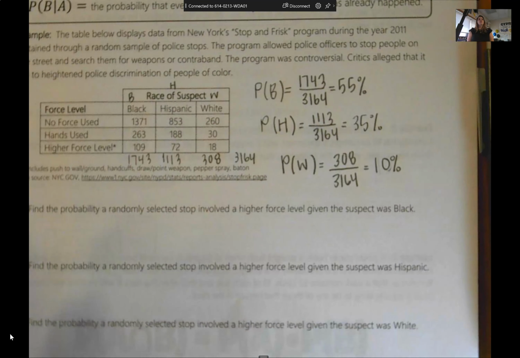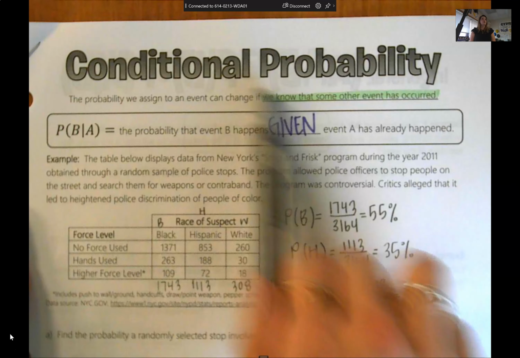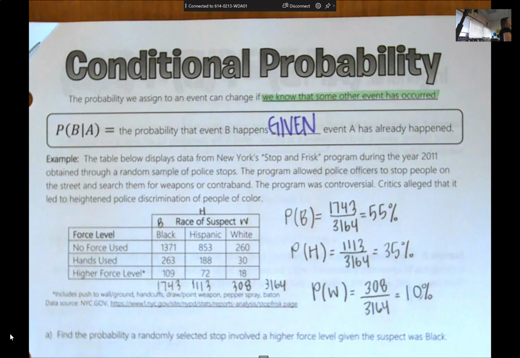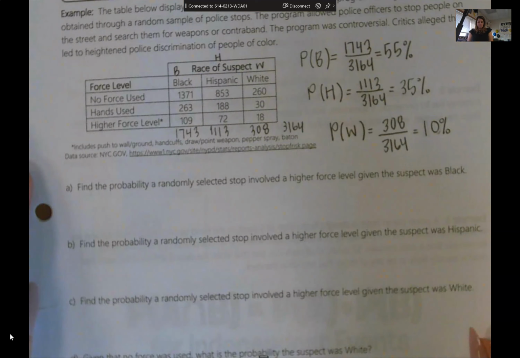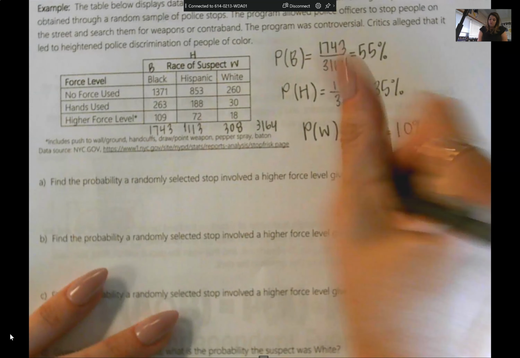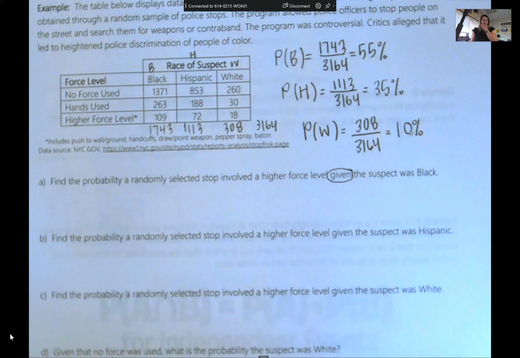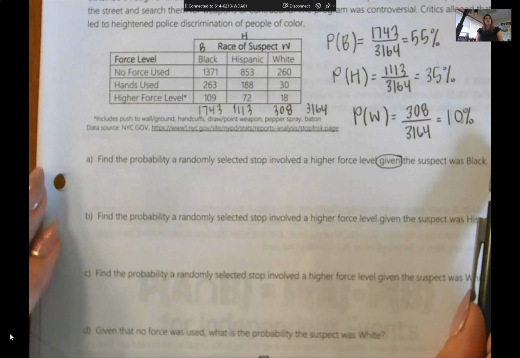So now we're going to get into conditional probability. The reason that it's called conditional probability is because we're looking at the event of something happening on the condition that another event already happened. So the first one is find the probability a randomly selected stop involved a higher force level given the suspect was black. So given the suspect was black.